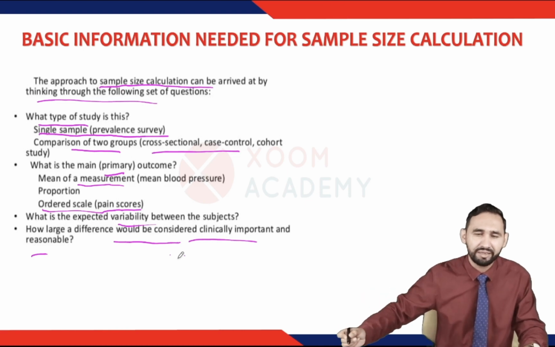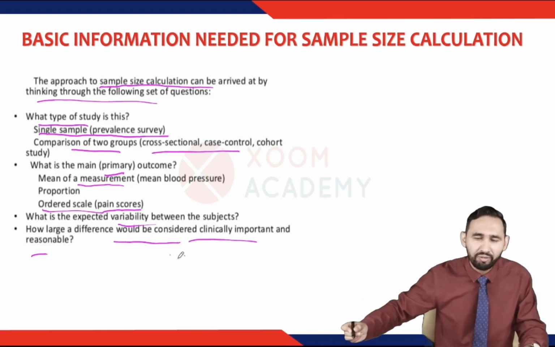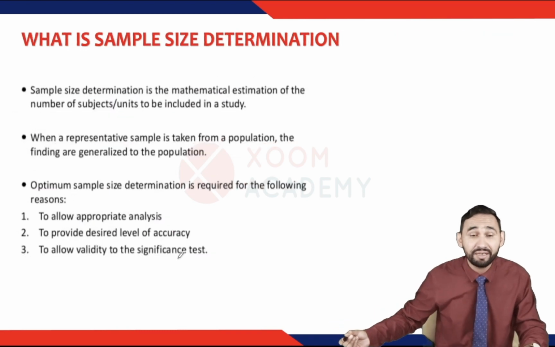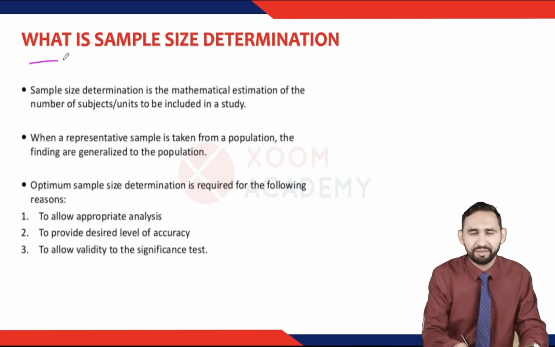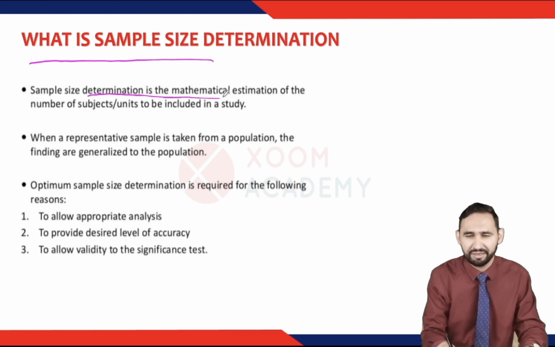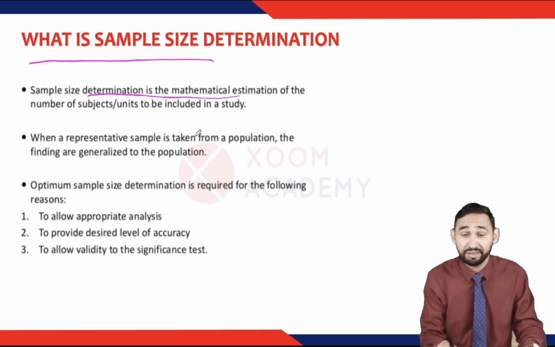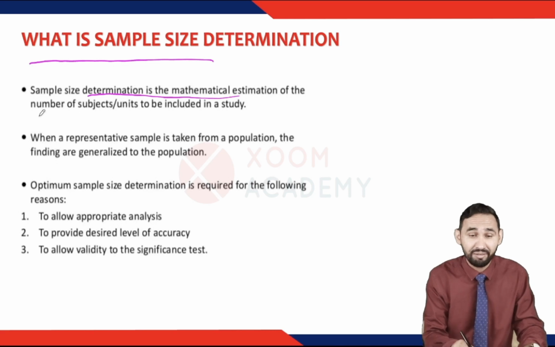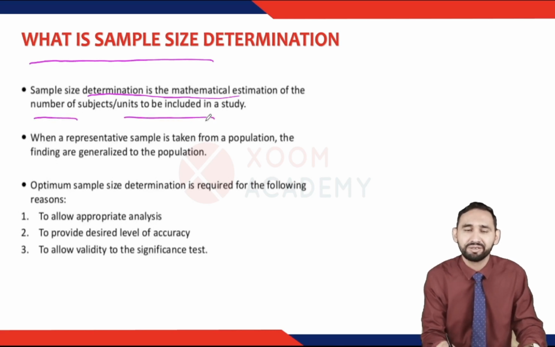Regarding type of study, regarding study question, regarding our population, regarding clinical significance. What is sample size determination? How is it determined? Sample size determination is a mathematical estimation. We do estimation on a mathematical basis, the number of subjects or number of units which represent the total population.